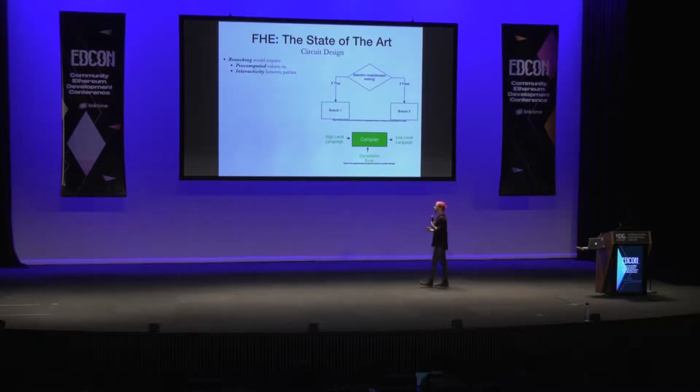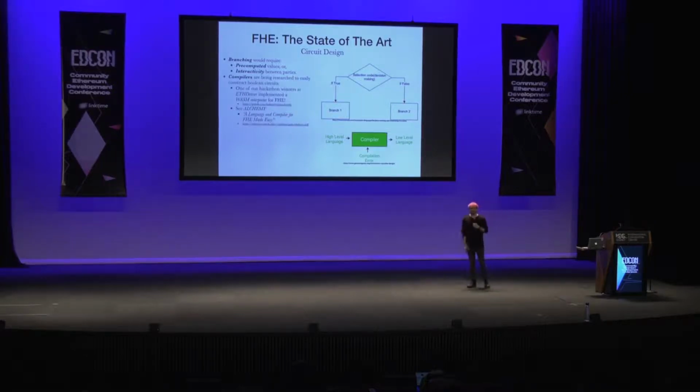There's several cool things with it, but branching, for example, if you're used to computing something like a conditional, if A, then B, else something else, right? So we can't necessarily do that in FHE. It requires pre-computed values or interactivity between the computing parties. As you can see in this diagram here, that selection code decision branch there, it's not really possible.